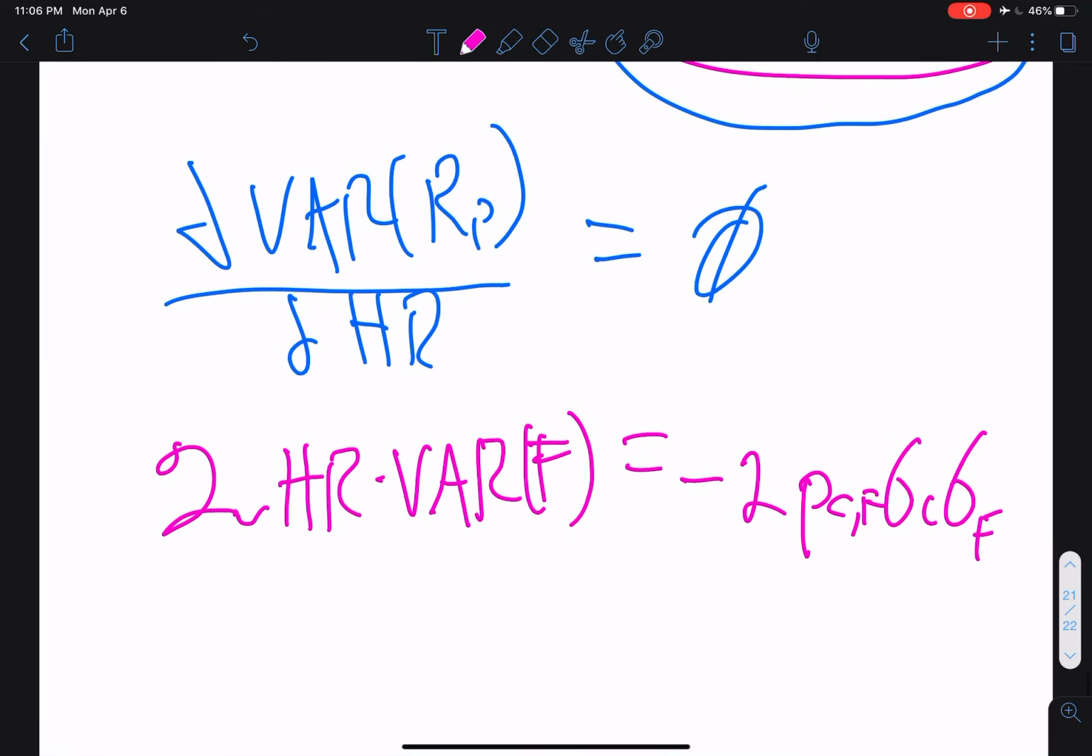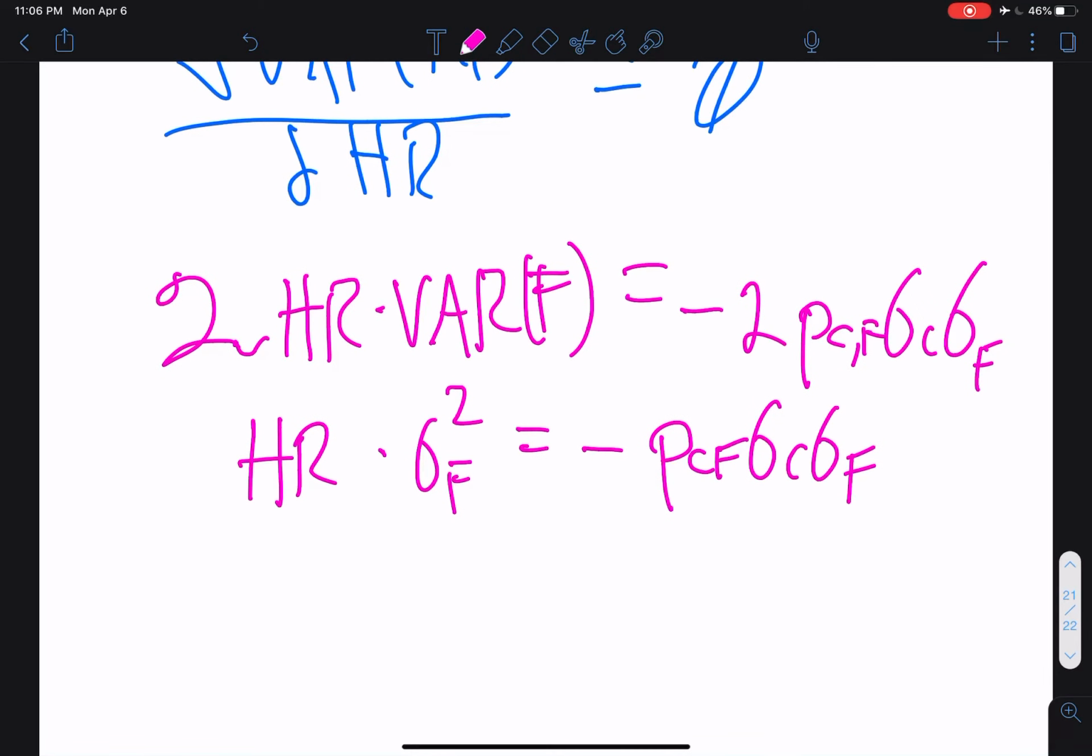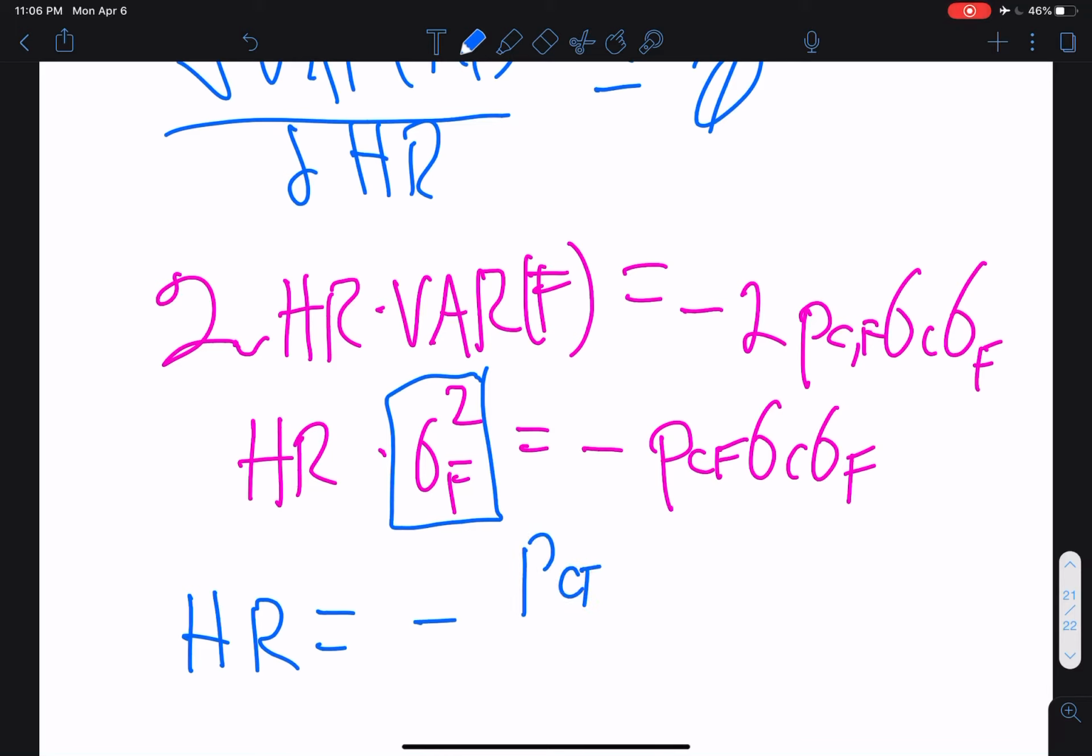Okay, so we have this. Dividing both sides by 2, of course, gives us HR times sigma squared F, again just using the simpler notation, equals negative, divided by 2 again, the correlation coefficient CF times sigma C times sigma F. And then the next step is to divide both sides by this term right here. So then we're left with hedge ratio equals negative rho, the correlation coefficient between cash and futures price, times the standard deviation of cash price times the standard deviation of futures price, divided by sigma squared F, the variance of the futures price.